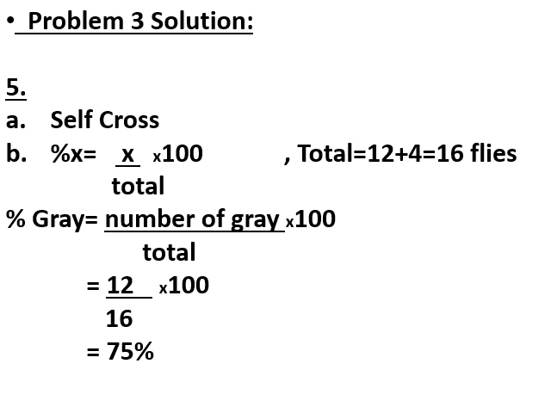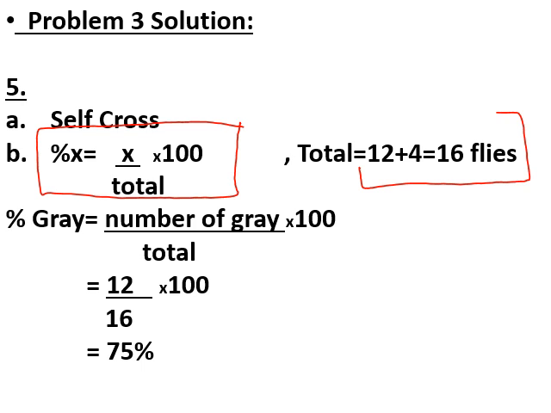How can we calculate percentage? This is the general formula: percentage of x is equal to x over the total times 100. So the total is 12 plus 4, 16 flies. So the percentage of gray is the number of gray over the total times 100. The number of gray is 12. 12 over 16 times 100 is 0.75 times 100. So the percentage of gray is 75%.